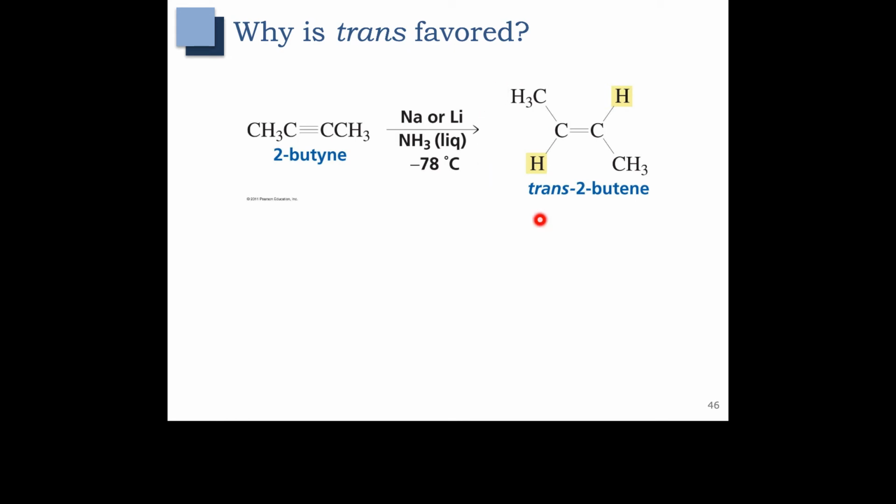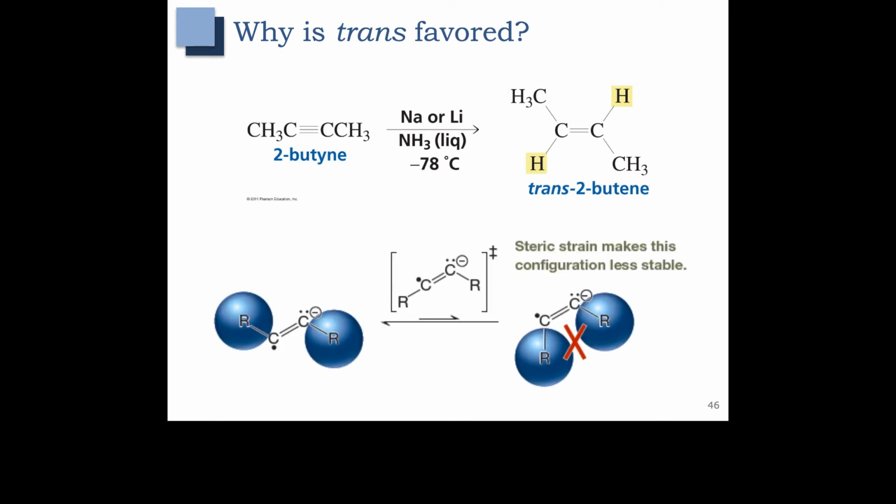So we've said that the trans product is favored, and this is just showing you that in a little bit more detail. This is the radical anion species, and these R groups are the two carbon chains. And it's showing here that when they're in that cis orientation, you're going to have steric repulsion or steric strain, and this is going to be much less stable. So the more stable situation is when those two larger groups are trans, which is going to lead to our trans product.